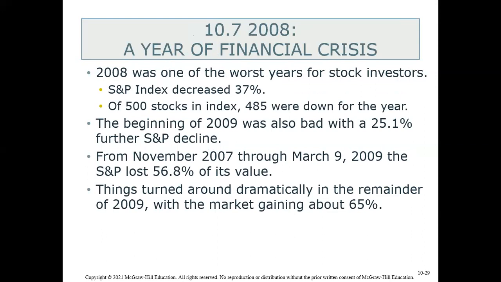2009 was also a very bad year with a 25.1% decline. And from November 2007 through March of 2009, the S&P lost 56.8% of its value. Now things have turned around dramatically, and the market did gain 65% in 2009, and it's continued to grow. But there's a great graph on page 306 that really depicts the impact of that financial crisis, the housing market crisis, and its effect on the economy, known as the Great Recession, and the market.